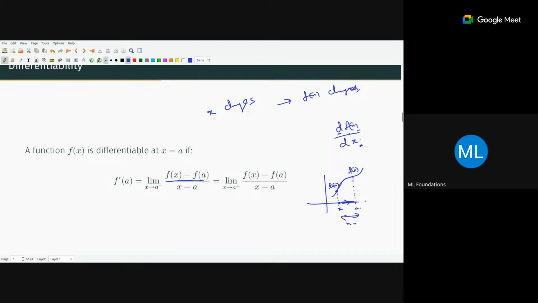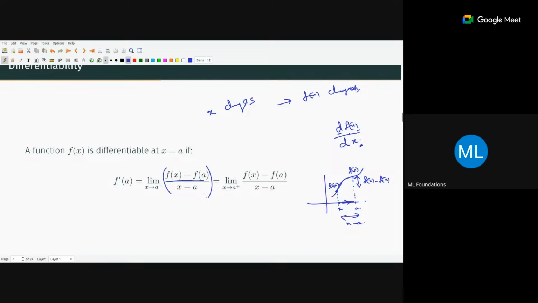So this is x minus a and this is f of x minus f of a. Okay, so that is what it is. So we are worried about the limit value. So when x is approaching from the left, a minus, what is happening to this f of x minus f of a divided by x minus a?